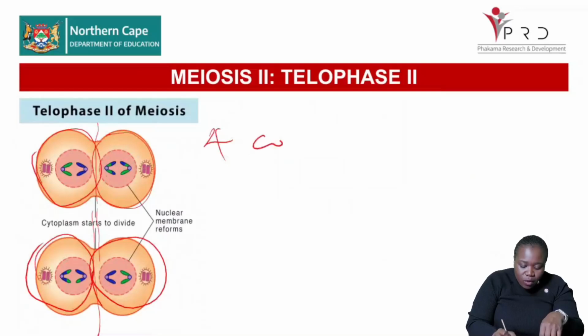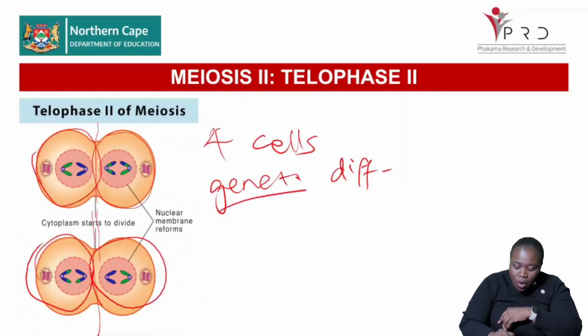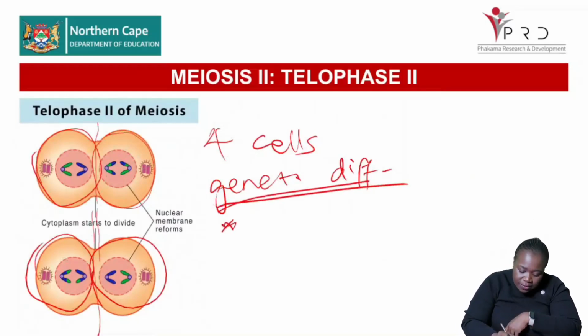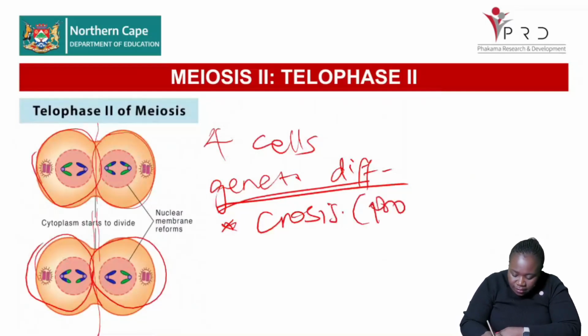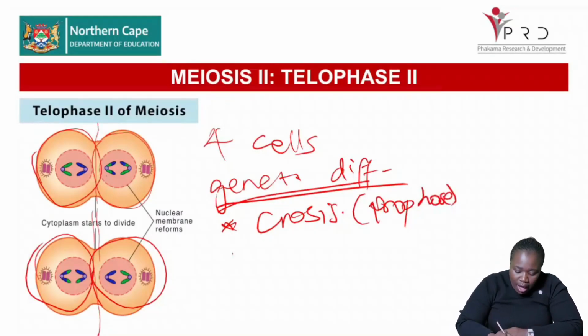Meiosis produces 4 cells that are genetically different from each other. Totally different from each other. What causes this genetic difference? Crossing over. When does crossing over take place? Prophase. Very important. These are some of those important questions that you will be asked when you are doing meiosis.